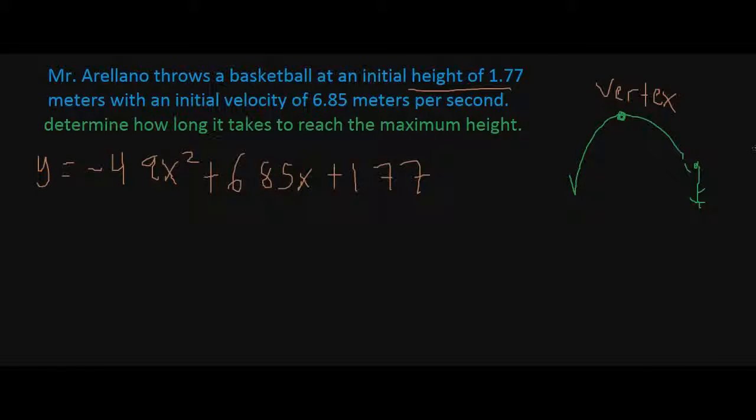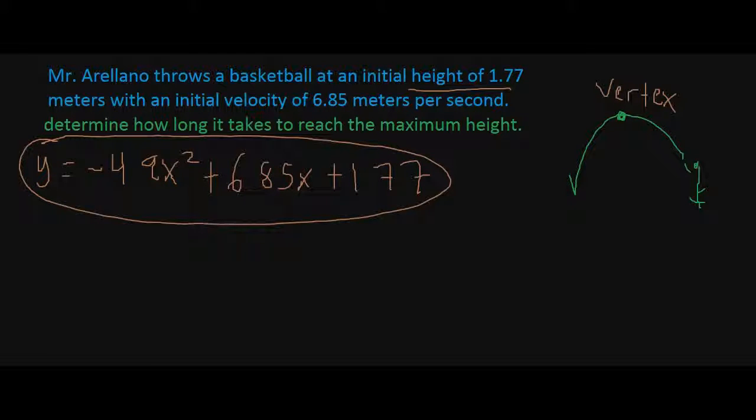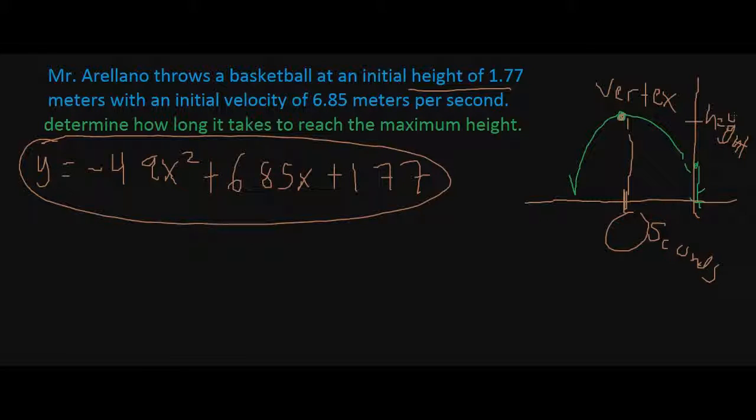Now that we have our equation in general form, what can we do to change this into vertex form? We want to determine the highest point it reaches. If we graph this, we get something like this. This is going to be the seconds it takes for it to reach this point here, which is going to be the height, for our y-axis. That's what we're trying to determine.